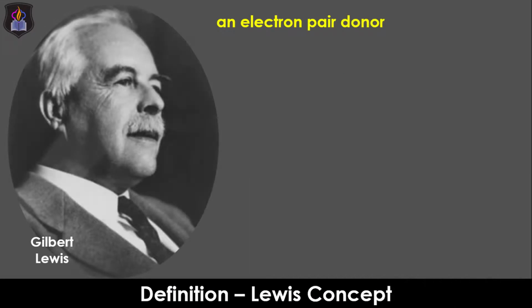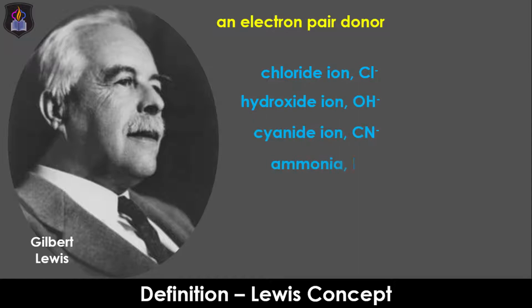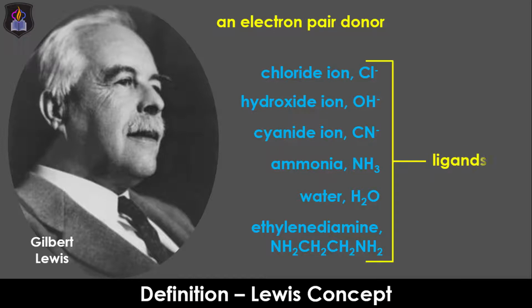A Lewis base is any substance that can donate a pair of electrons to an electron deficient center in a reaction. Based on this concept, anions with excess electrons like chloride ion, hydroxide ion, cyanide ion, or neutral molecules with lone pairs of electrons like ammonia, water, ethylene diamine that can donate a pair of electrons to a central metal ion in a complex ion are examples of Lewis bases. They are also called ligands.